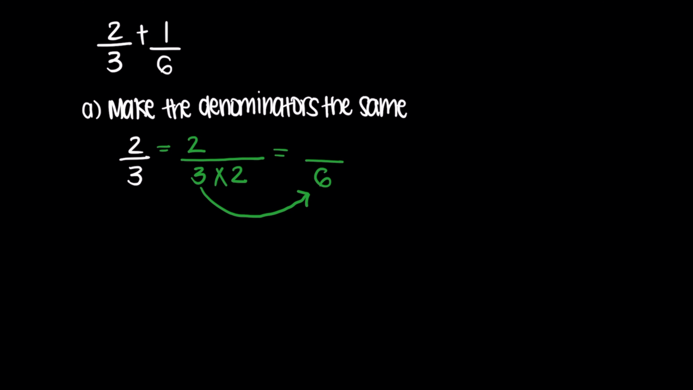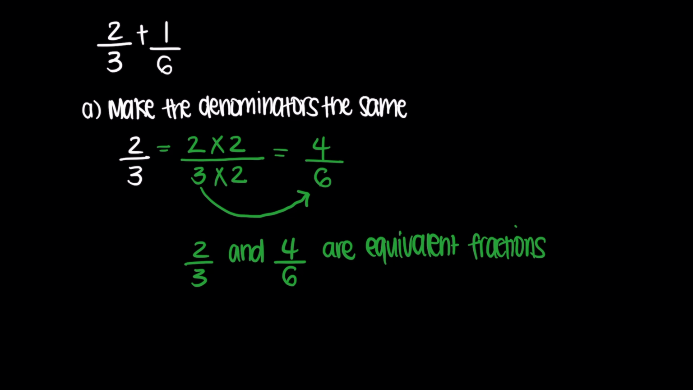However, if we multiply the denominator by 2, we also have to do the same to the numerator, as this preserves the equivalency. So essentially, we're doing the opposite of simplifying in this case. This means that the new numerator is 2 multiplied by 2, which is 4. So our equivalent fraction for 2/3 is 4 over 6.